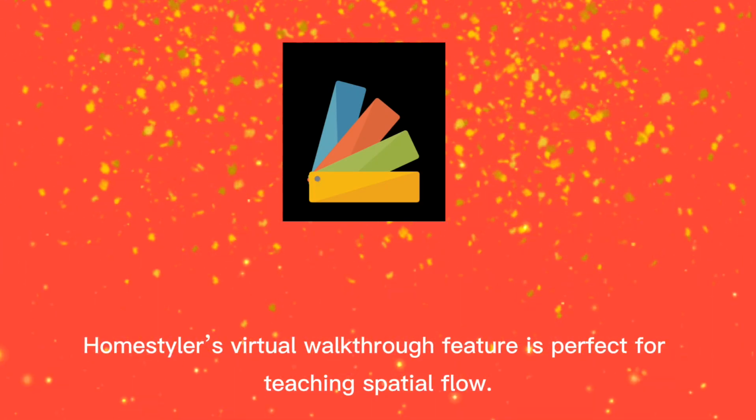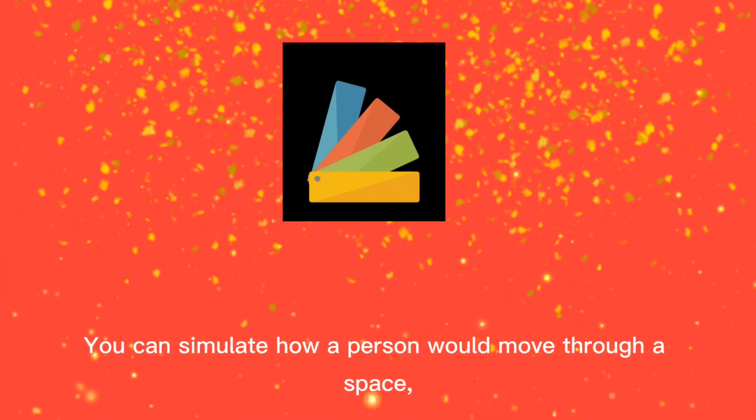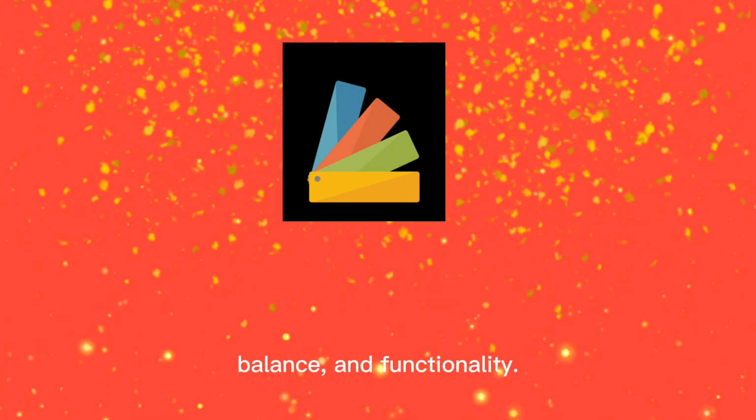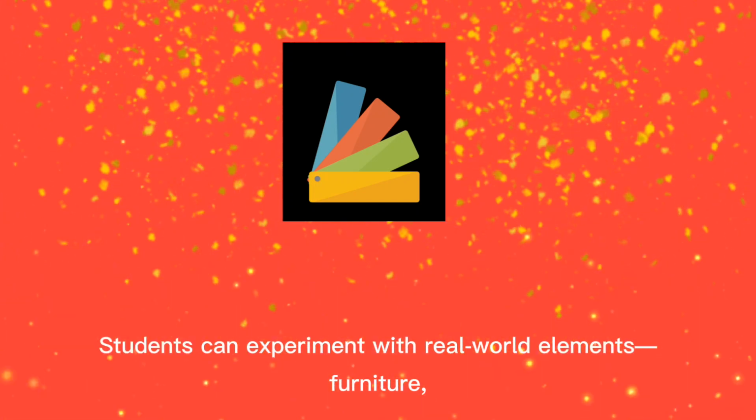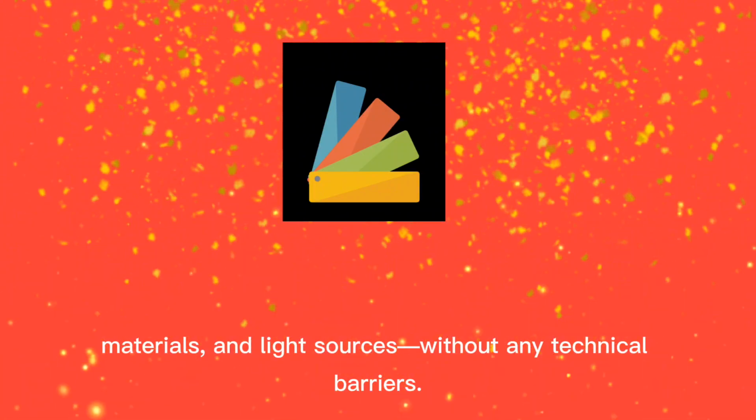Homestyler's virtual walkthrough feature is perfect for teaching spatial flow. You can simulate how a person would move through a space, which helps in explaining zoning, balance, and functionality. Students can experiment with real-world elements, furniture, materials, and light sources without any technical barriers.